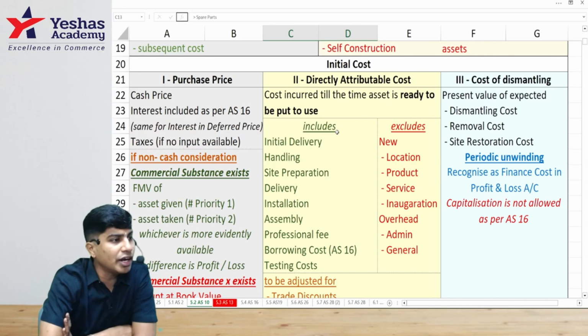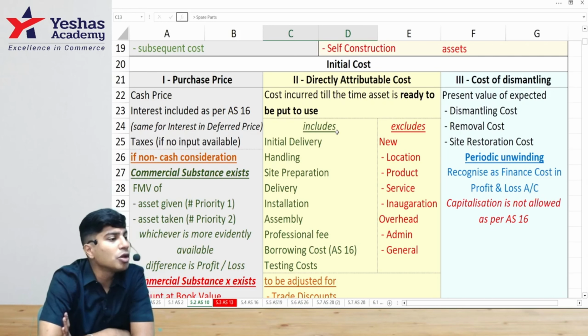That 12,000, though I don't pay, it will be added to the cost of the asset. And because I don't pay, I'll credit it to the provision account. So the journal entry will be: asset account debit 1 lakh 12,000. Credit cash or vendor for the asset, 1 lakh. 12,000 should be credited to the provision for dismantling cost account.